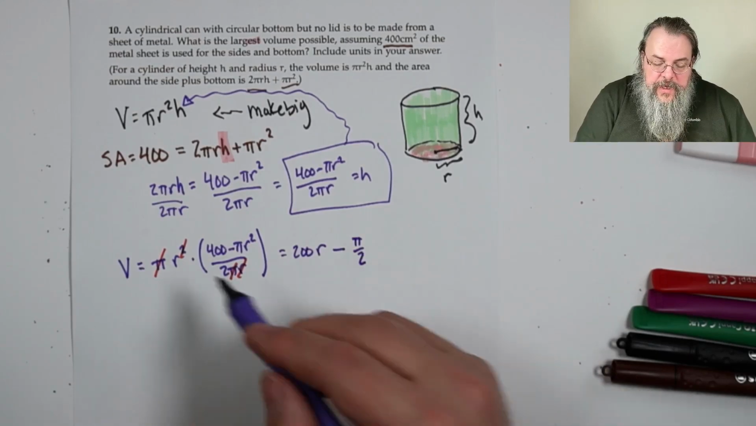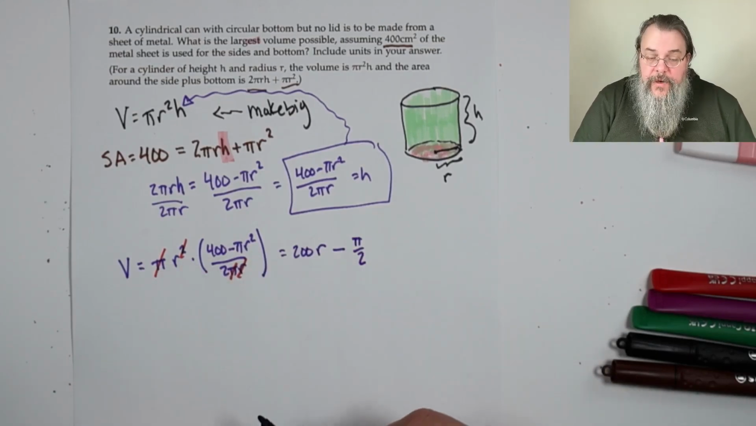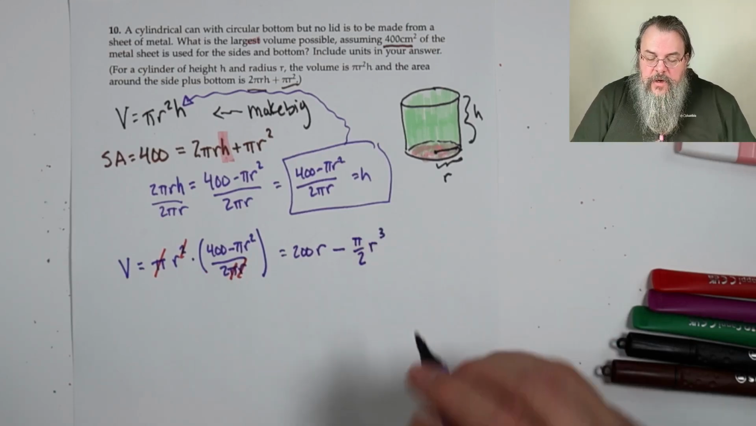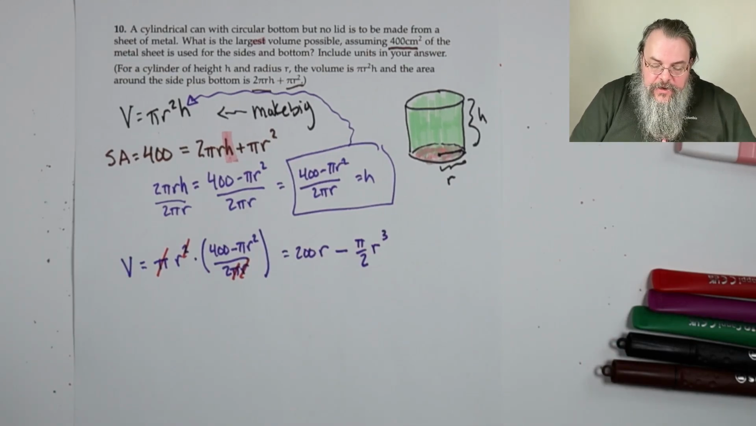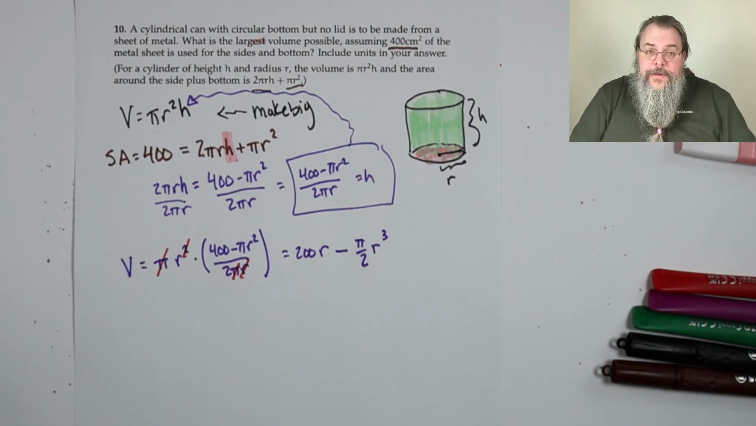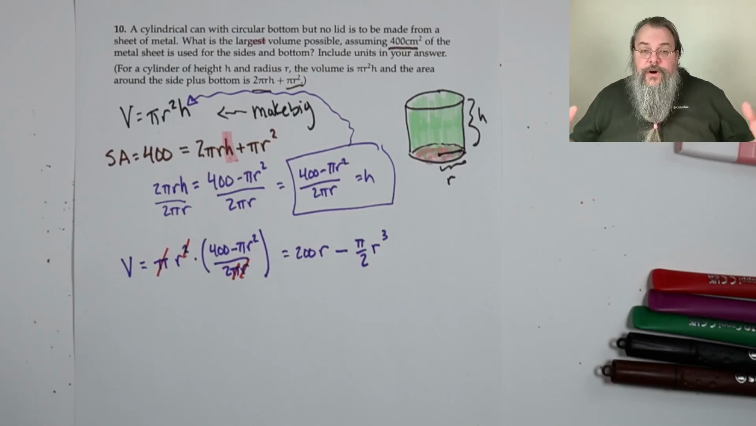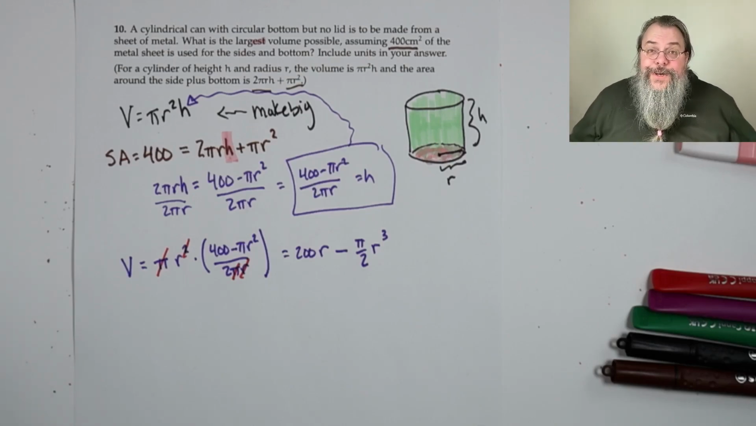And then we have r times r squared. And that would give us an r cubed. R cubed. All right. Well, there we go. Interesting equation here. But all right, once we know r, we're good to go.